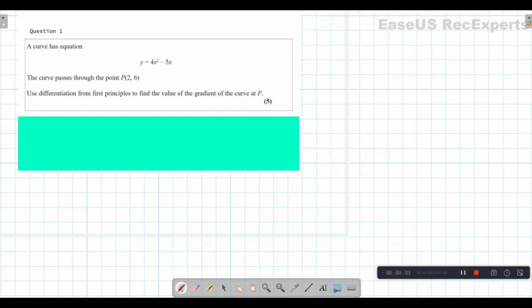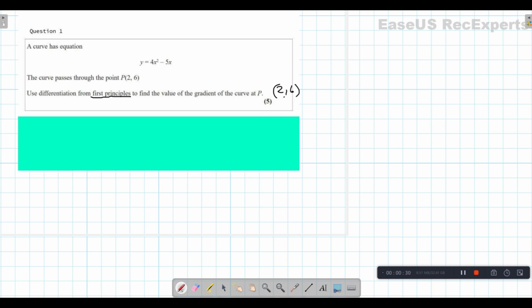Solve question 1. A curve has equation y equals 4x squared minus 5x. The curve passes through the point P(2, 6). Use differentiation from first principles to find the value of the gradient of the curve at P. At P, the coordinates are x is 2 and y is 6.